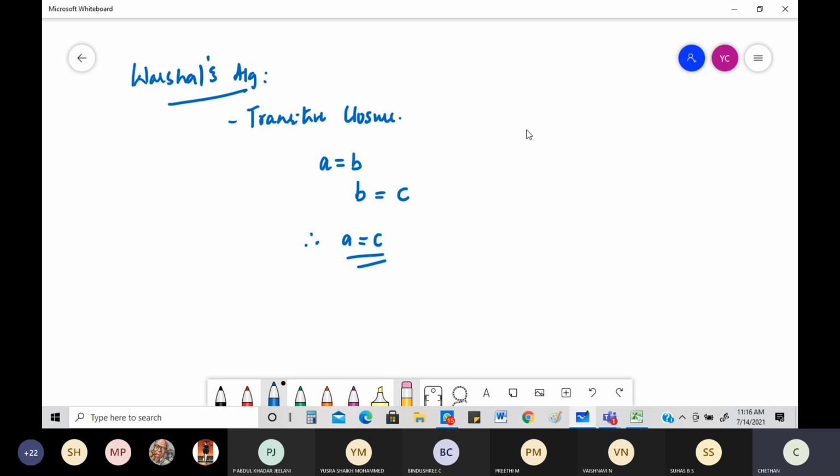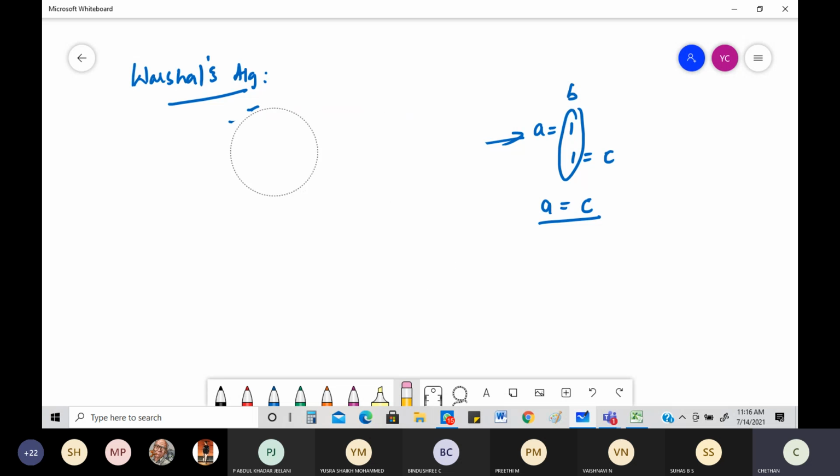Okay, very simple. So if A is equal to 1 and 1 is equal to C, you can easily say A is equal to C, this 1 being your B. Check this. Okay, it is what I'm talking about. This is called transitive closure. So in this algorithm, where do you think the transitive closure will be coming into the picture? Transitive closure will be coming into the picture in the aspect of figuring out a path.